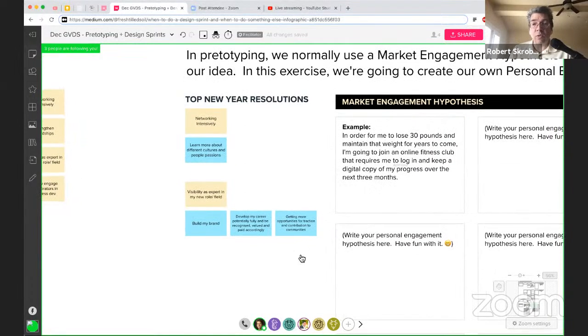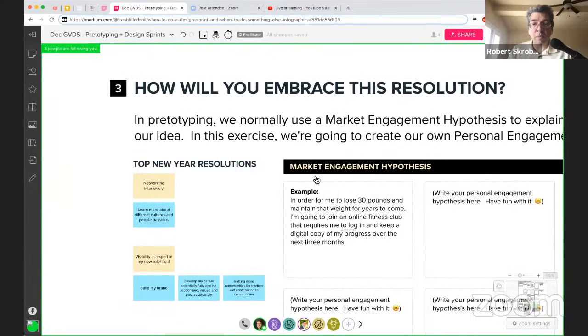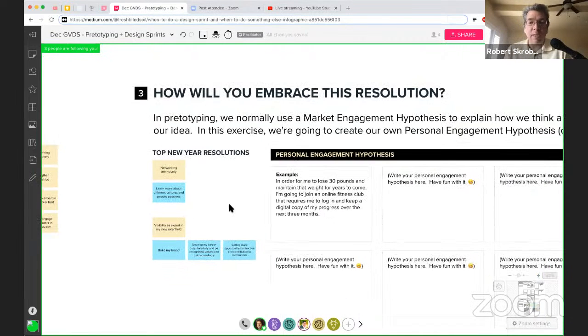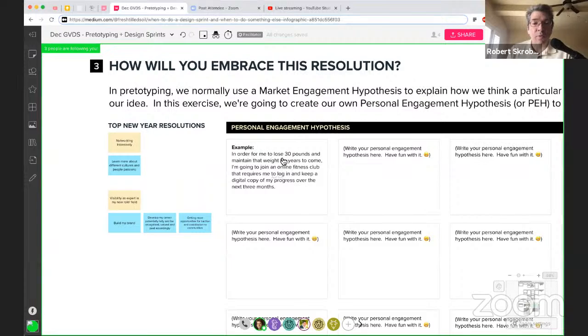So what I'd like to do is change this around. Instead of a market engagement hypothesis, let's call it, again, this is just playing around, a personal engagement hypothesis. So it's a PEH. The example I had in here is: in order for me to lose 30 pounds and maintain that weight for years to come, I'm going to join an online fitness club that requires me to log in and keep a digital copy of my progress over the next 3 months. This is just an example. So if weight loss was one of these New Year's resolutions, this could be a potential example of what that looks like.